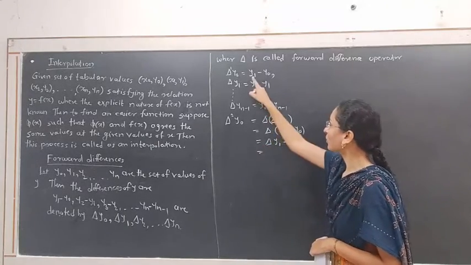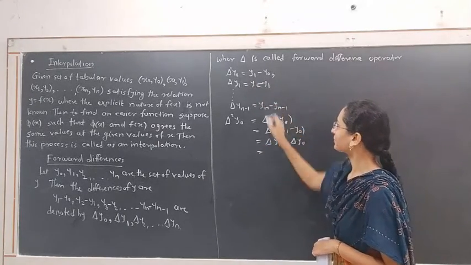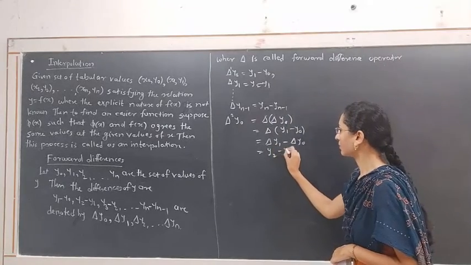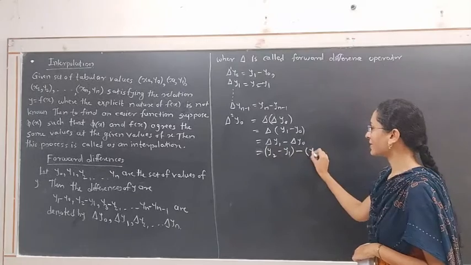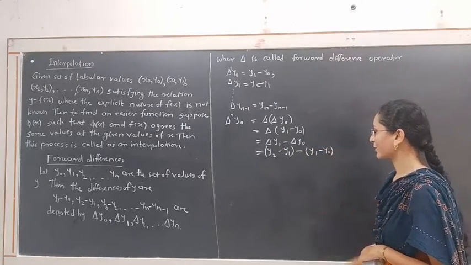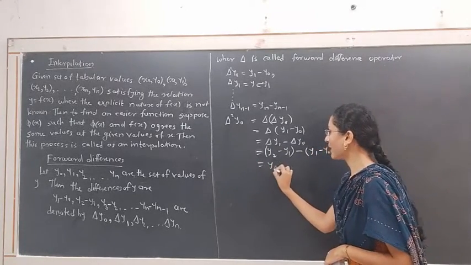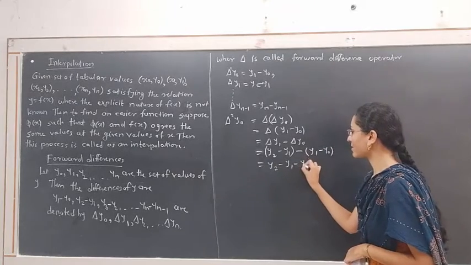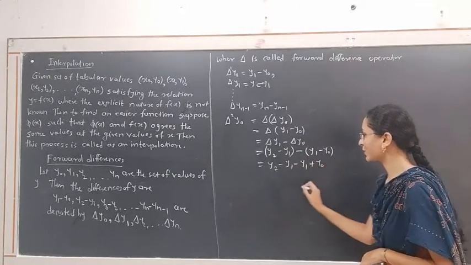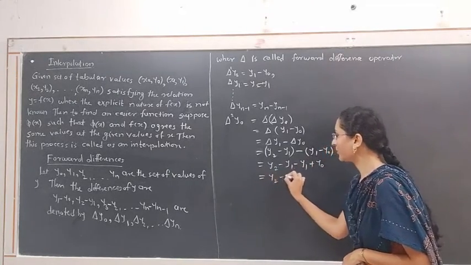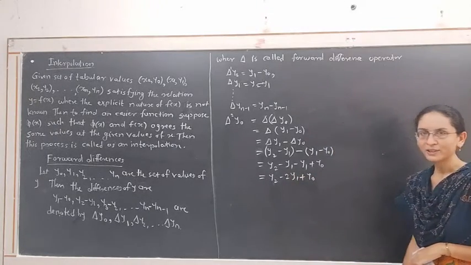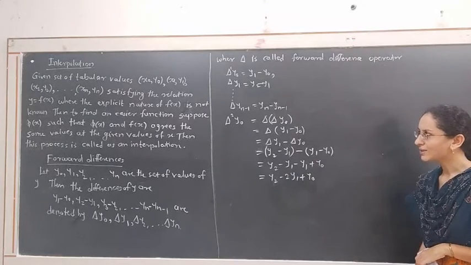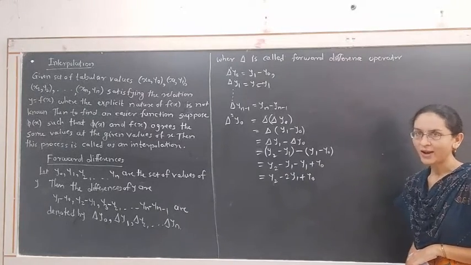This is equal to y2 minus y1, minus del y0, which is y1 minus y0. This is equal to y2 minus y1 minus y1 plus y0, which is equal to y2 minus 2y1 plus y0. This is what del square y0 is. In the same way, we find del square y1.